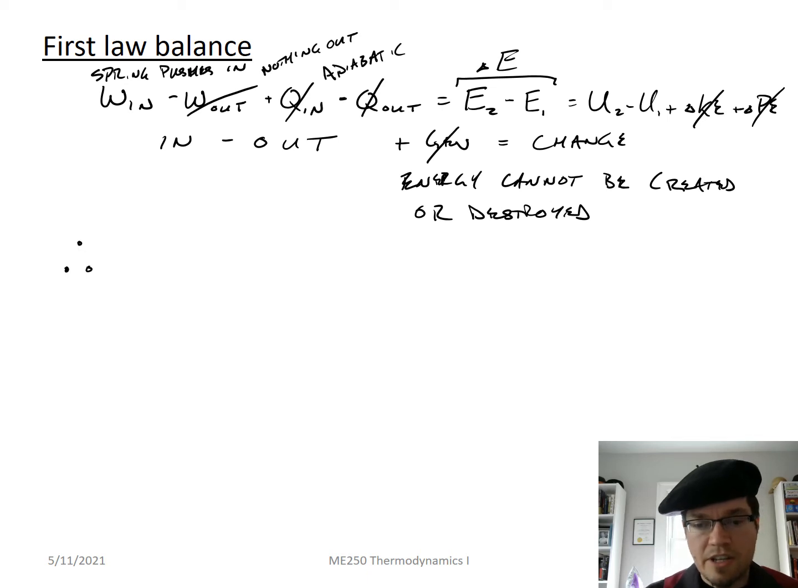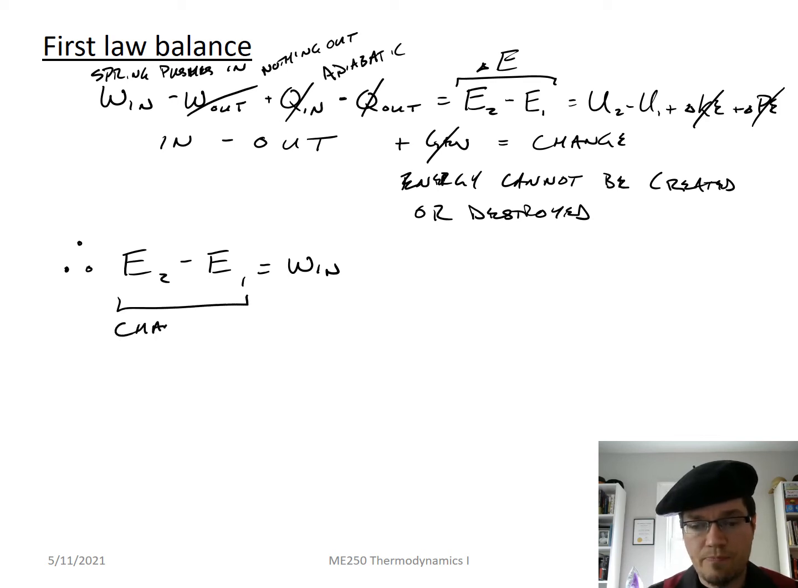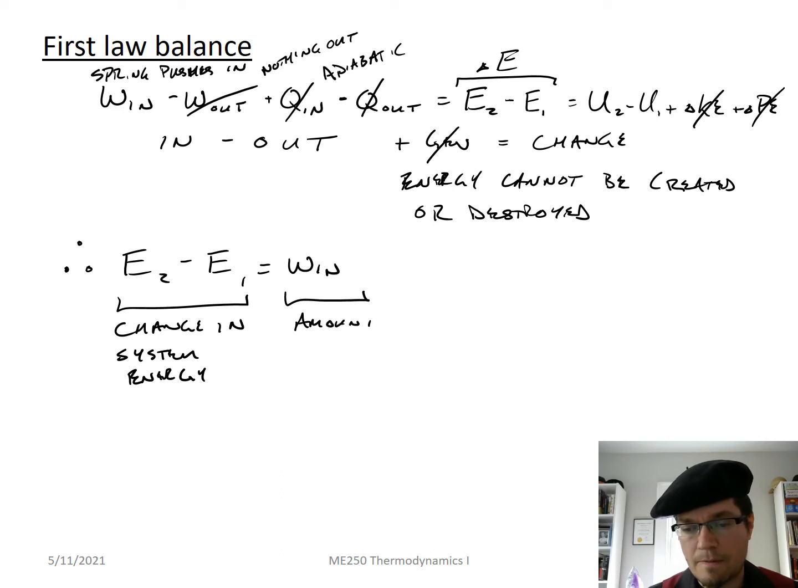And our final equation for this system and its change is E2 minus E1 equals W in, which is to say the change in the system's energy is equal to the amount of work that's been applied to that system.